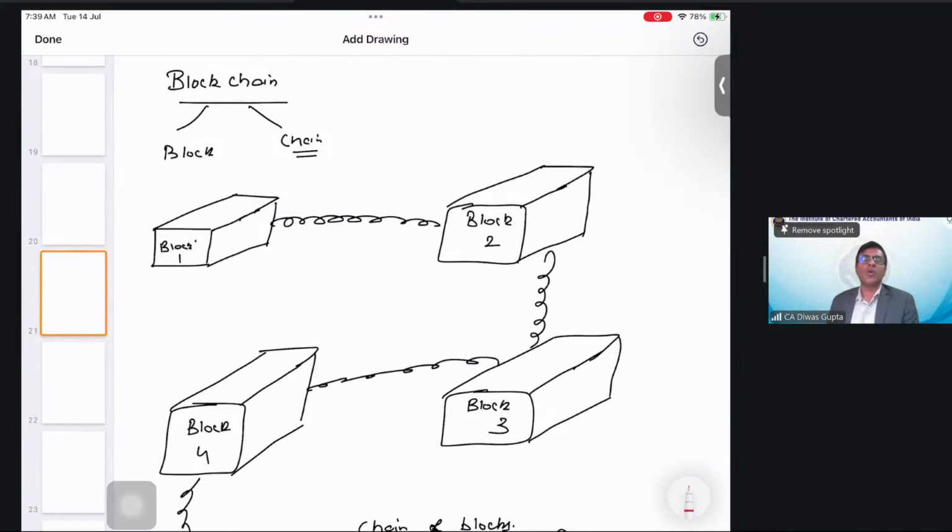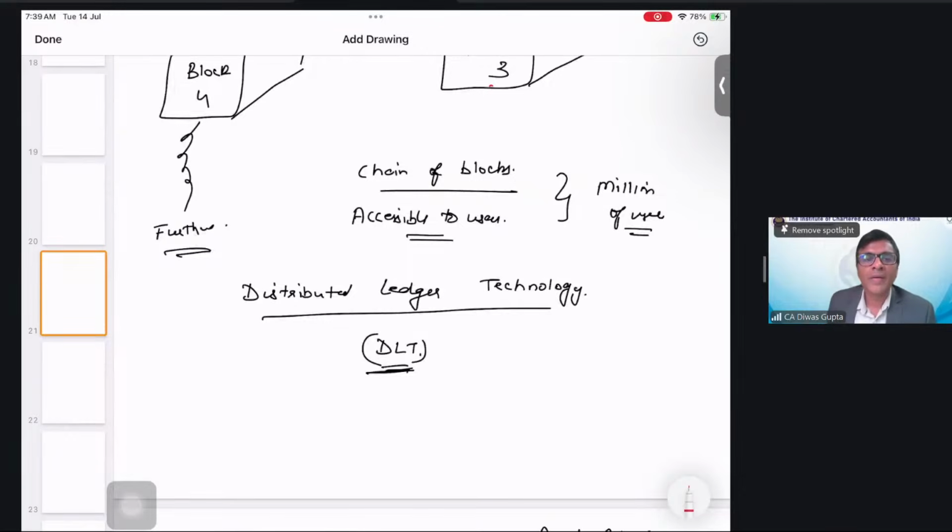Then comes the blockchain concept, students. So blockchain means if you divide this into two parts, one is block and second is chain. Block means a collection of data, right? Block means collection of anything. So this is a collection of data. And chain means it is tied to another block. Then block 2 is tied with third, fourth, and so on. So there is a chain of the blocks, right? And these are accessible to millions of users. This is called distributed ledger technology.